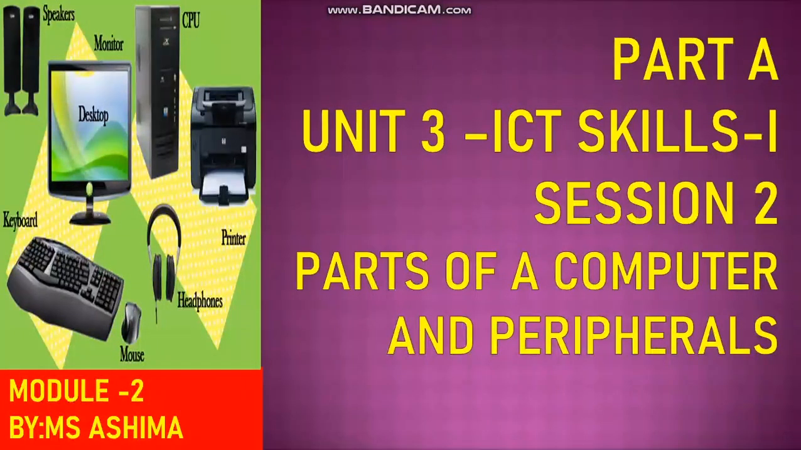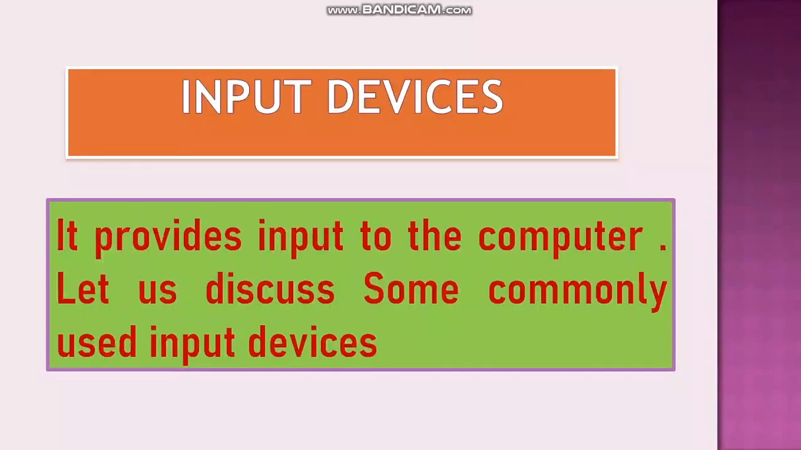In the previous one, we discussed the input, process and output, that is the IPO cycle, and in that we learned about input, process, storage and the output. Now in this session, we are going to learn about the input devices, process device, storage device and the output devices. So first, let's discuss the input devices.